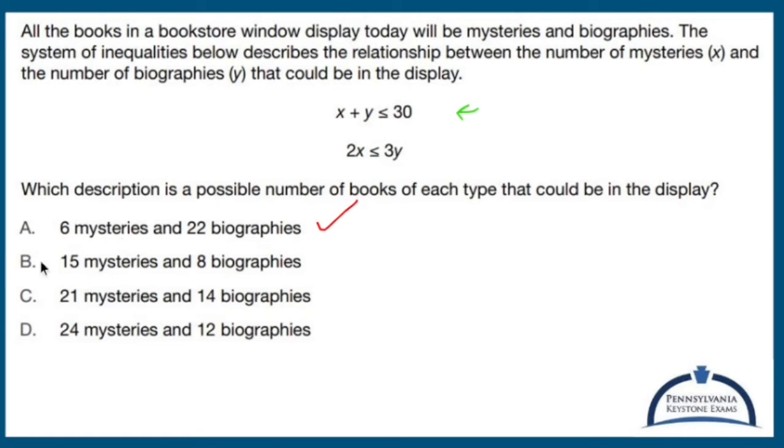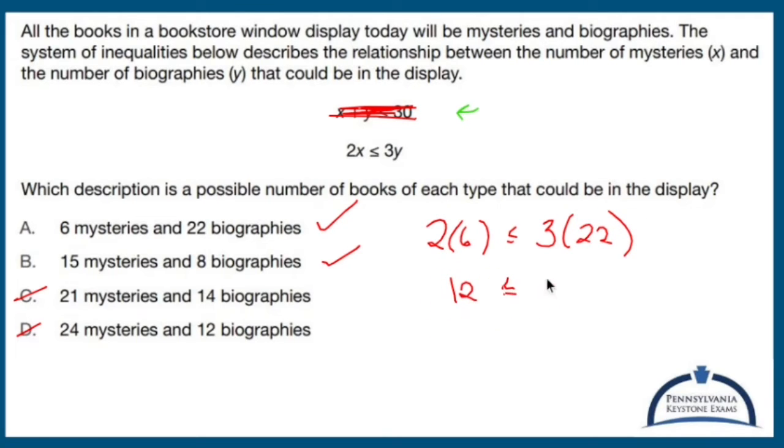So A follows that. 15 and 8 follows that. 21 and 14 is too many books, and 24 and 12 is too many books. So A or B are the only possibilities that we have. Now that's done. This has to be true if I do this. X is mysteries. So 2 times 6 mysteries has to be less than or equal to 3 times 22 biographies, which is true. So A is my option.